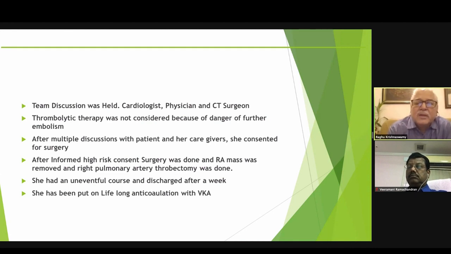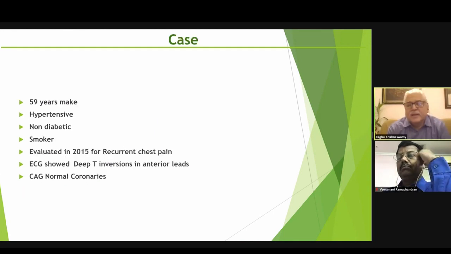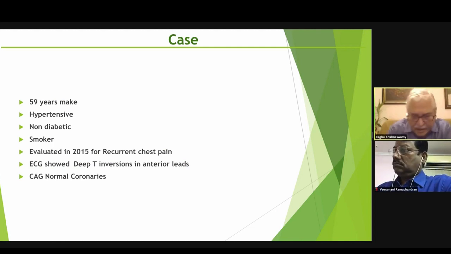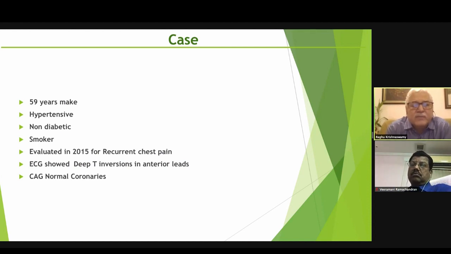So we'll move on to the next case. This is another interesting problem that I had quite recently. This was a 59-year-old male, hypertensive. He was non-diabetic and he was a smoker. He was evaluated by me in 2015 for recurrent chest pain. At that time, his ECG showed T inversions.